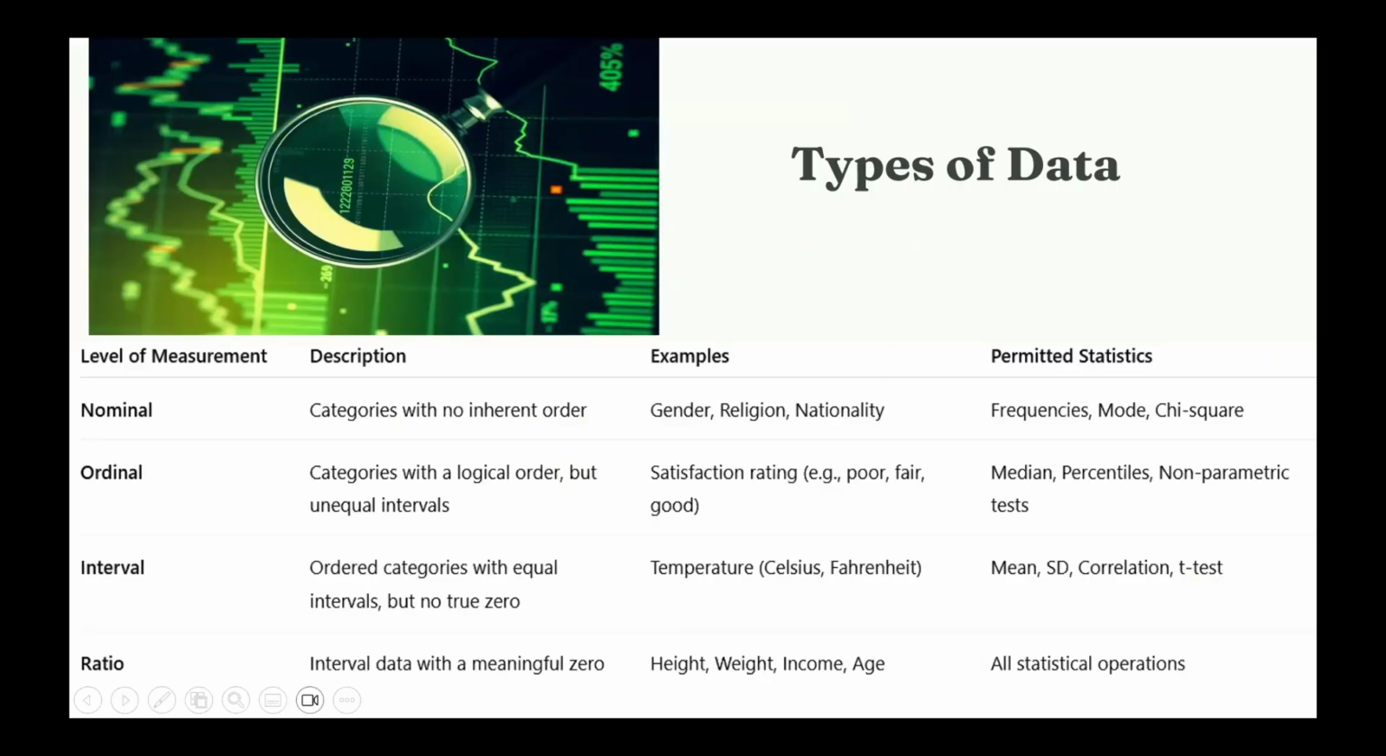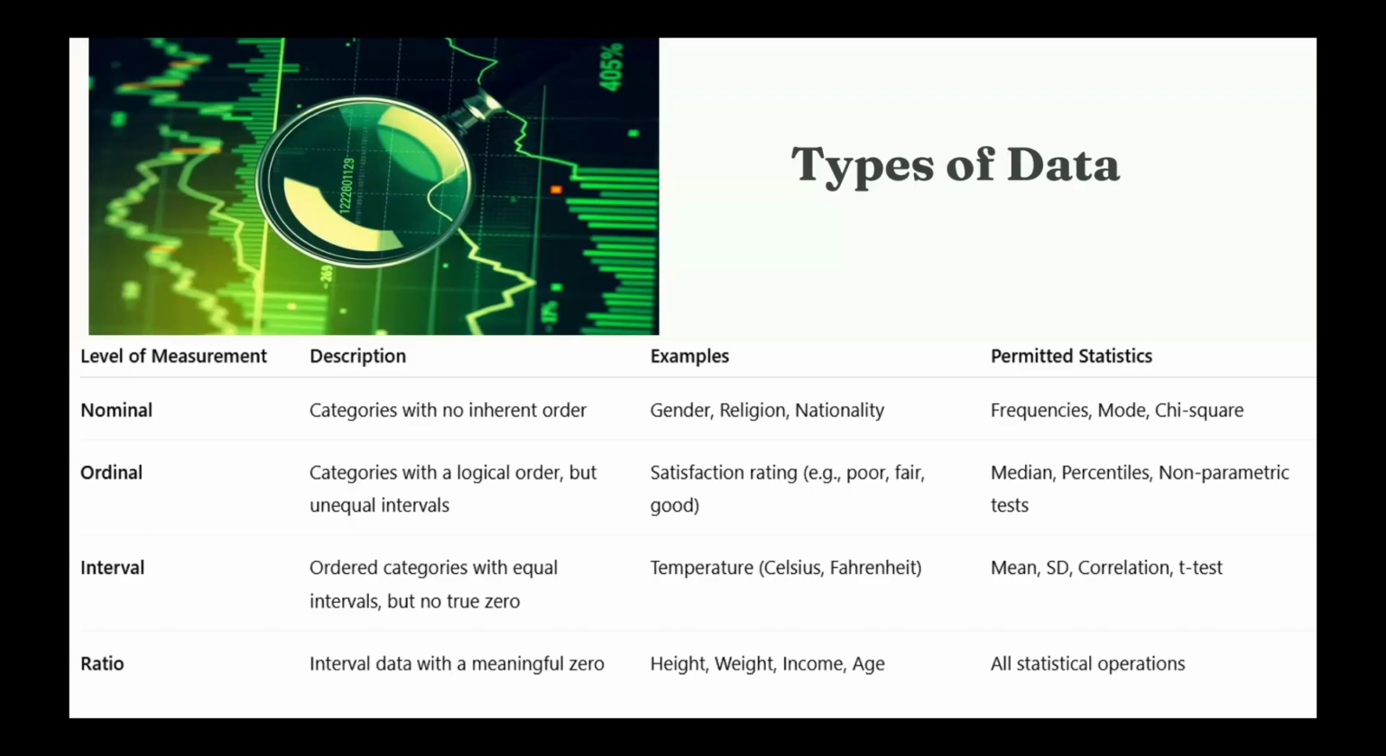Let us look at types of data, because as you go for your fieldwork, as you do your quantitative research, it is important for you to familiarize yourself with the types of data that we have. It is not just designing your questionnaire. You must know the right measure to put in place to be able to capture your data from your respondents. So this is what this is telling us.